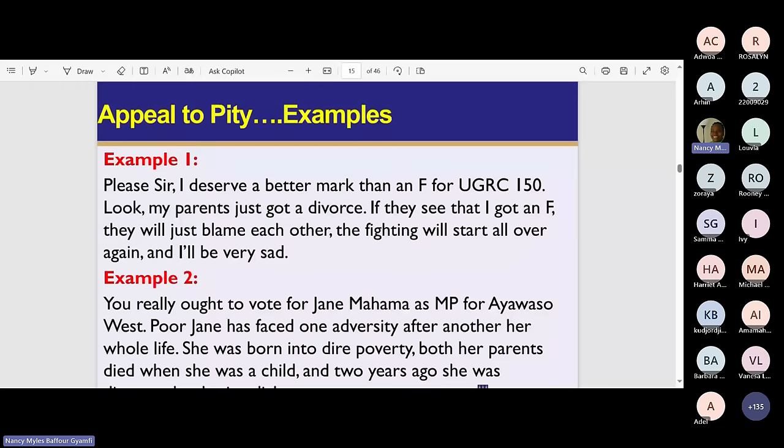Sometimes when I read some of the examples, I can't stand it but to laugh. If you don't change my grade, my parents will fight, and I'll be very sad. So please, emotions don't work. I told you, they don't work. Not that people are not conscious of the emotional stuff. They are there. But you have to go beyond that and give reasons. That one moves, and it is more mature and it yields better effect.